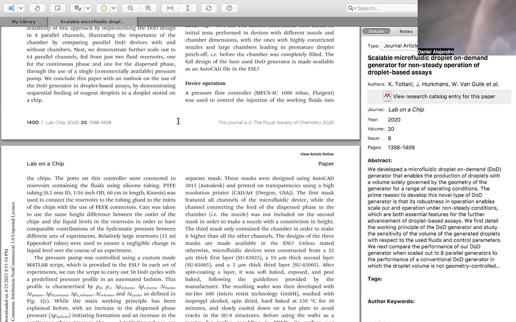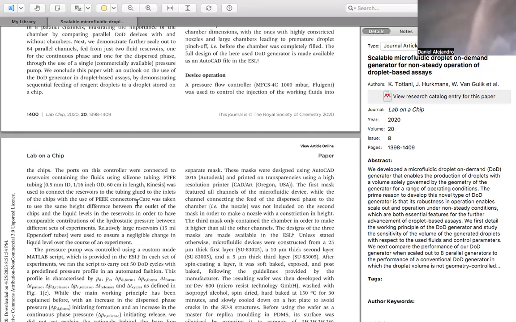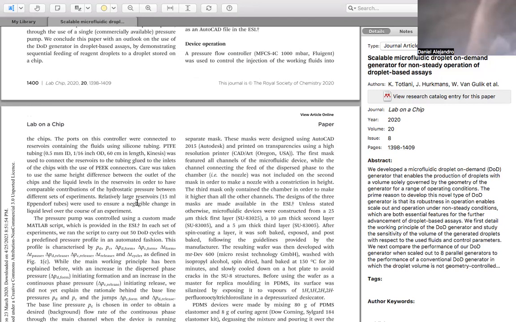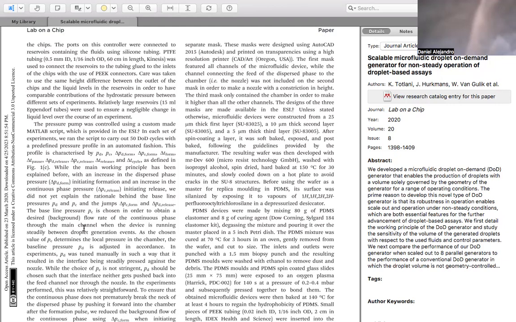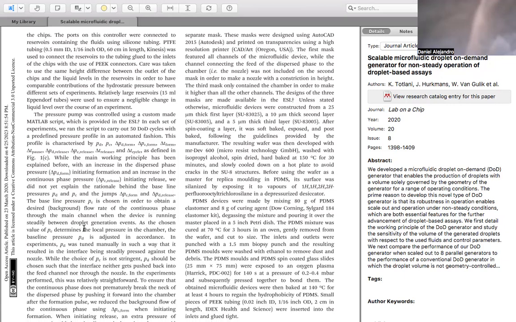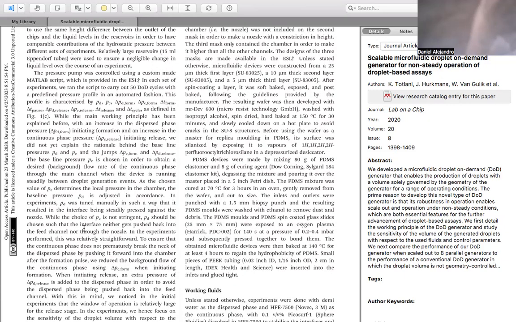In this case, they use a pressure flow control MFCS at 1000 mbar. In our case, we use the Adox pumps. They can connect their pumps to MATLAB, and then they can automatically control the pressure, and then they do automatic calculations, the mathematical operations, to obtain the data for the last statistic.